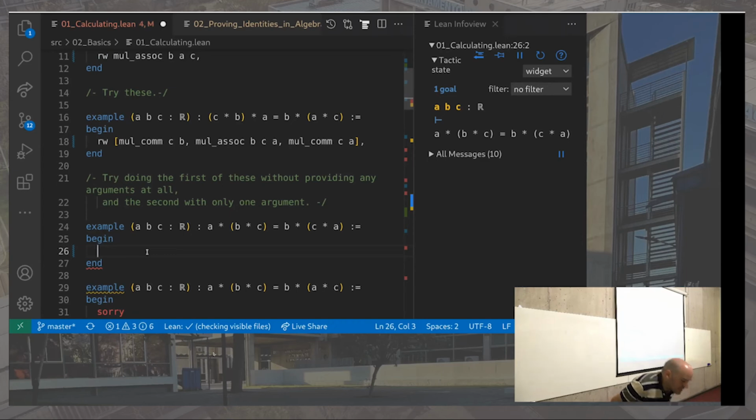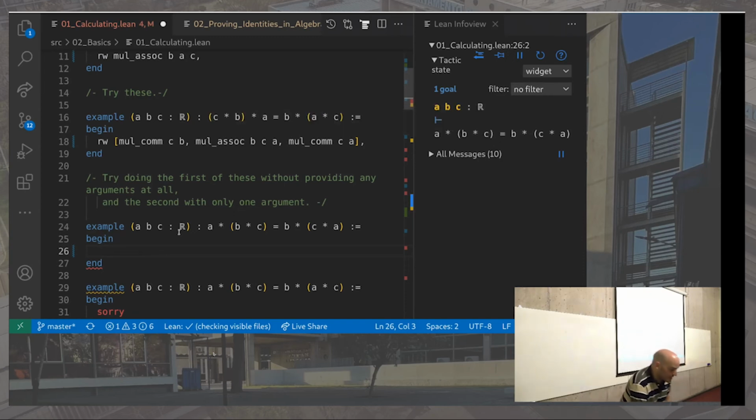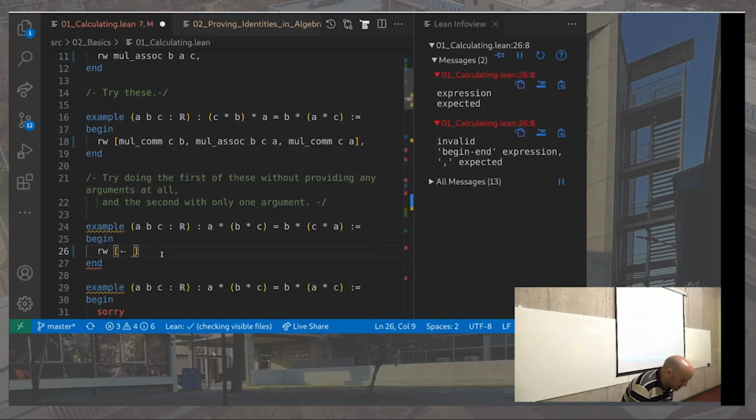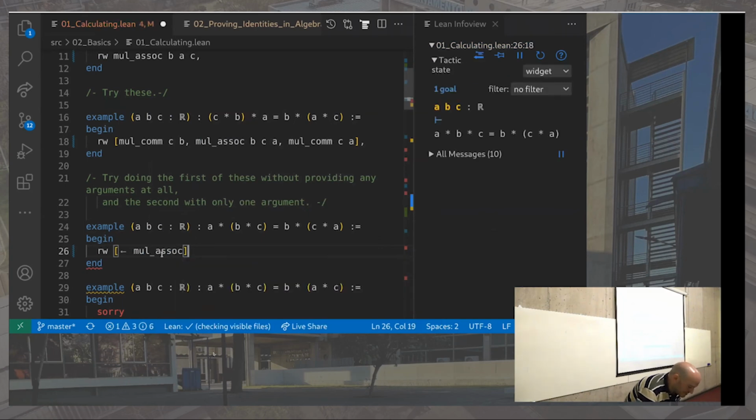Okay, this is interesting. So you remember that mul_assoc is the statement that A times B times C is equal to A times B times C. So you see that we cannot directly rewrite mul_assoc here. We want to rewrite mul_assoc in the other direction. So the key word is to use these little arrows like that. And I don't even have to specify the name of the variables.